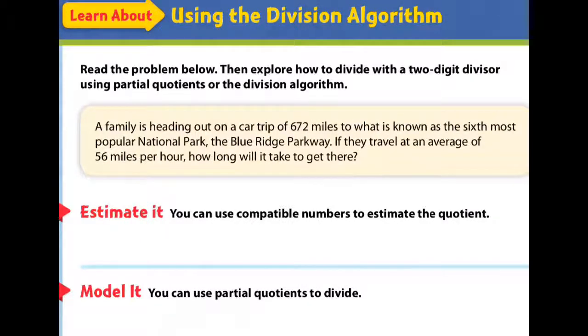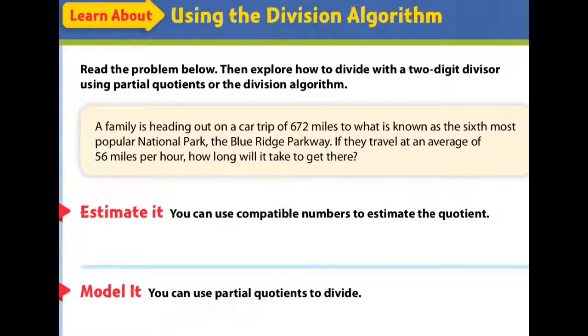And it says, a family is heading out on a car trip of 672 miles to what is known as the sixth most popular national park, the Blue Ridge Parkway. If they travel there at an average of 56 miles per hour, how long will it take to get there?